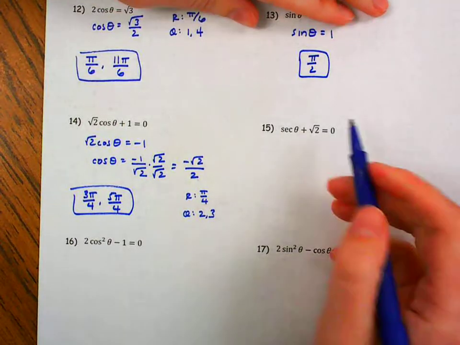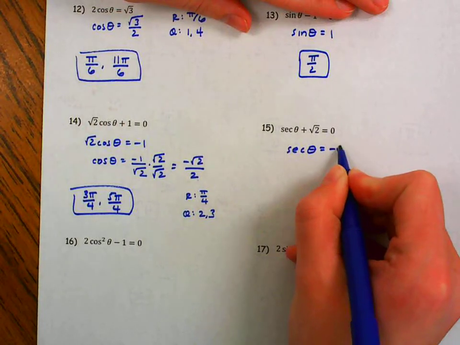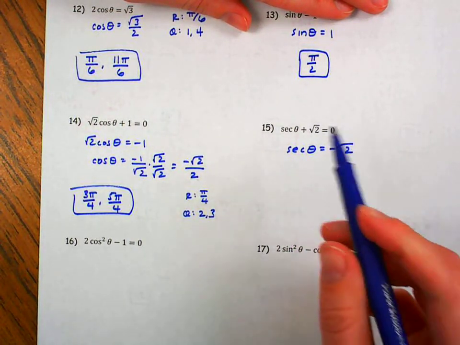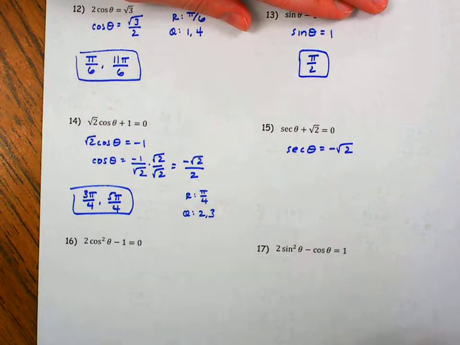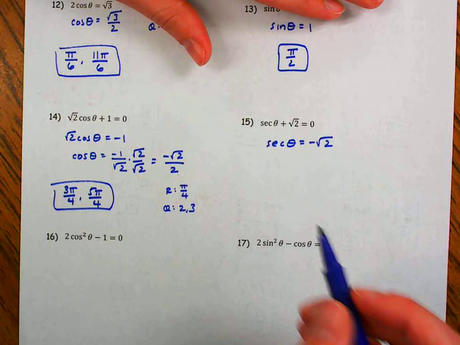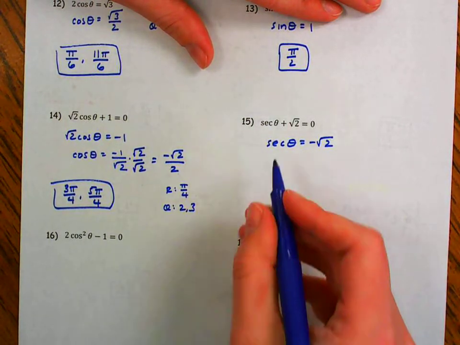Okay. Isolate secant. Secant of theta is negative root 2. We don't have secant in our reference angle chart, so I'm going to turn this into cosine. And the way I do this is by taking the reciprocal of both sides, right?